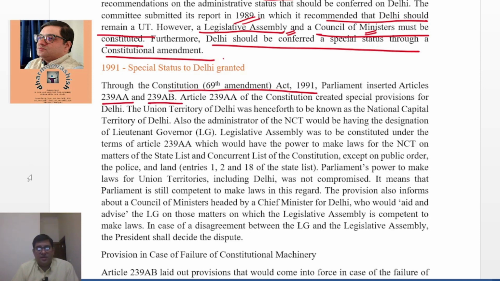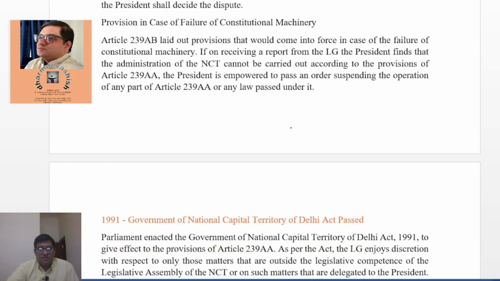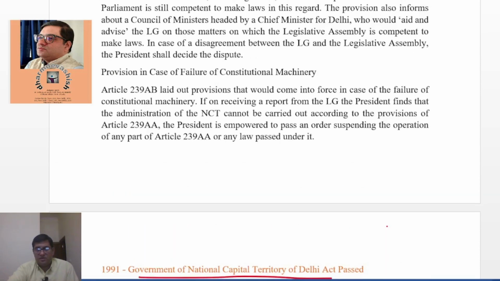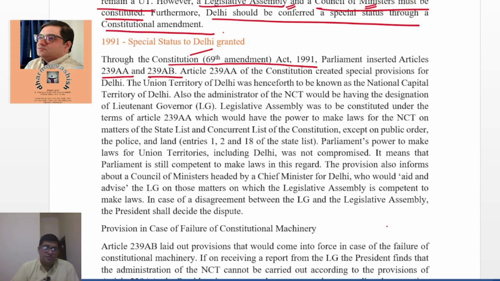239AB. Now, as I said earlier, the Parliament enacted two pieces of legislation. One was the constitutional amendment. The other is the Government of National Capital Territory of Delhi Act, Government of NCT of Delhi Act 1991. But we will come to this 1991 Delhi NCT Act in a moment. Let's first understand what were the provisions that were included in the Constitution via this constitutional amendment.